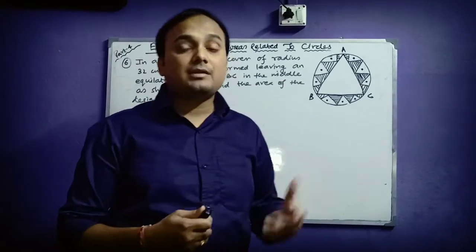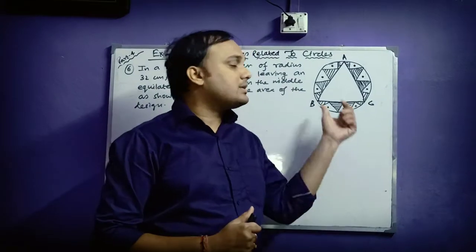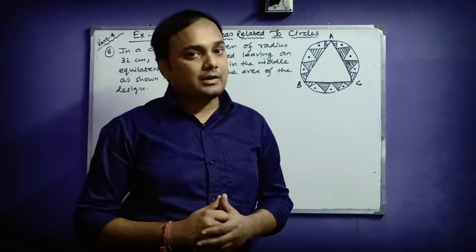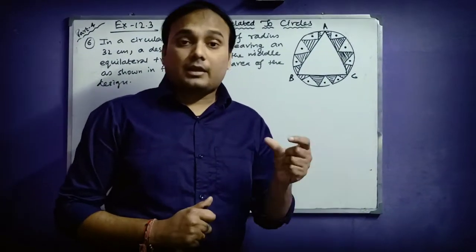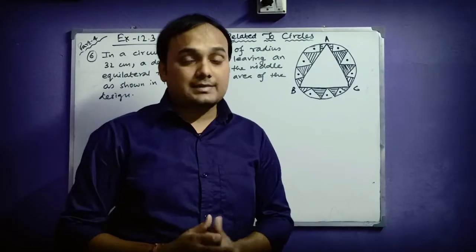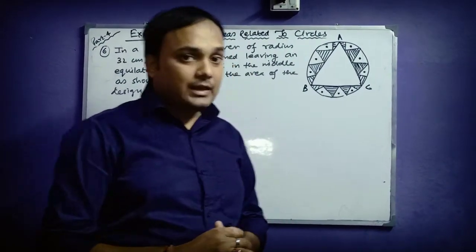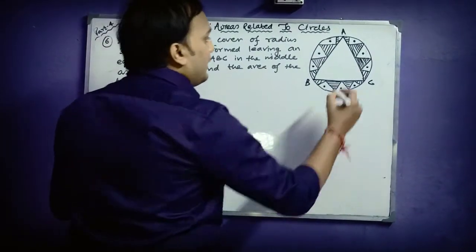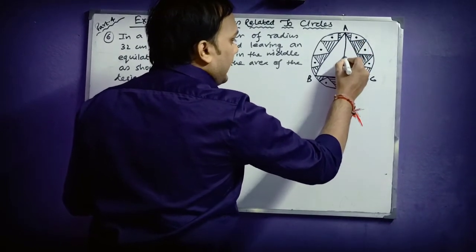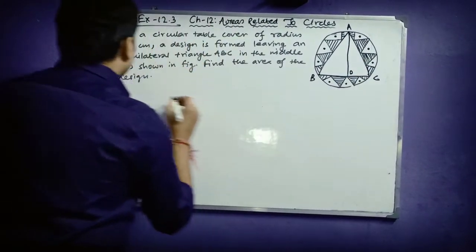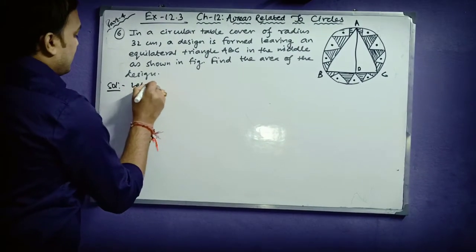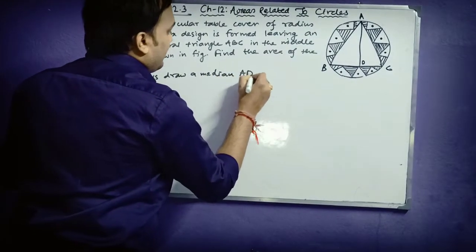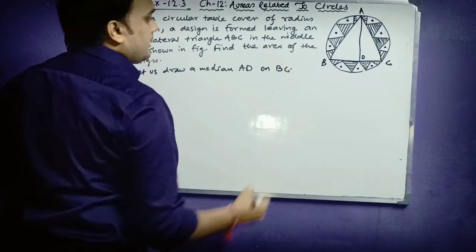But the main calculation lies with the fact that we don't know the side of the equilateral triangle. Until we know the side of the equilateral triangle, we cannot evaluate its area. So our main calculation is to find the side of the equilateral triangle. For finding the side, that is the length of AB, BC or AC, let us construct a median AD. Let us draw a median AD on BC.